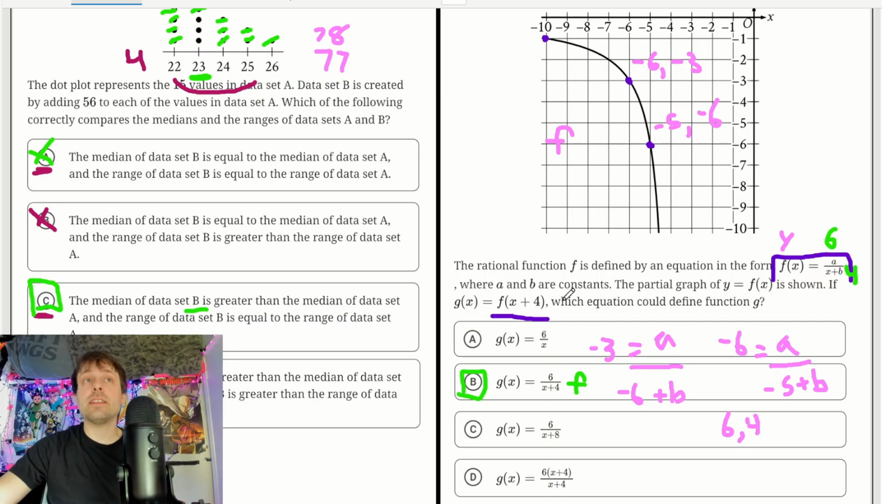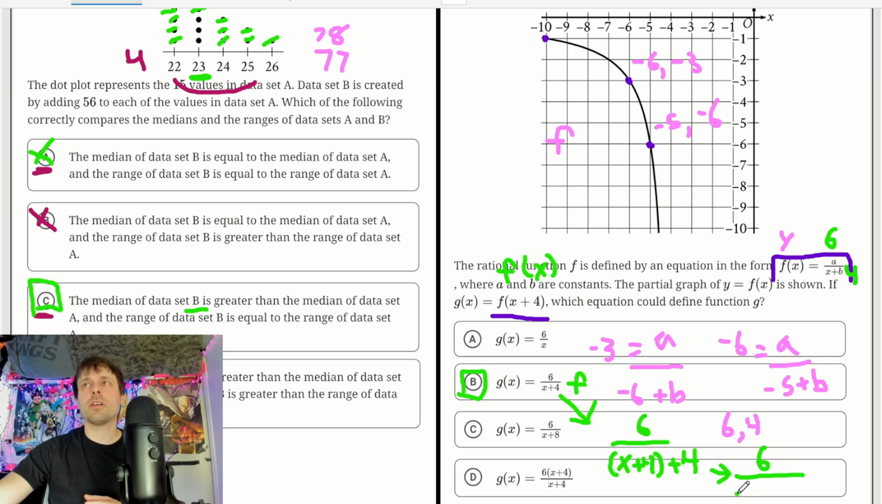They want g though, and they're saying that g is just when we plug in. Remember, this used to be f of x, but now we're replacing our x with x plus 4. So you do the same thing. 6 over, you're substituting x plus 4 in for x, and then plus 4. So that just equals 6 over x plus 8. Not too crazy. It looks like our actual g of x function is going to be c. B was f of x. Not too bad using a combination of Desmos and math.